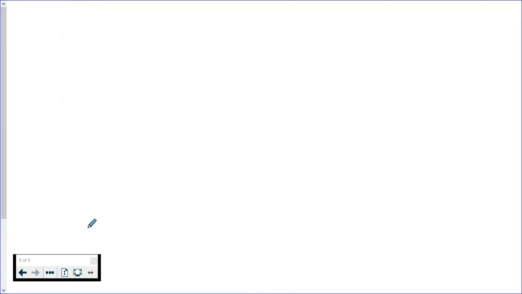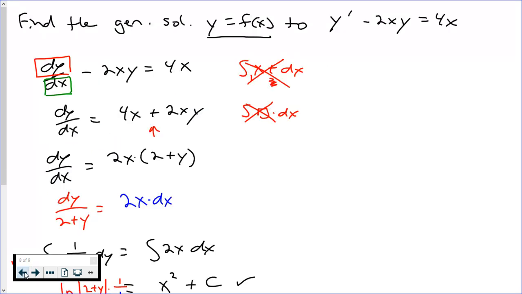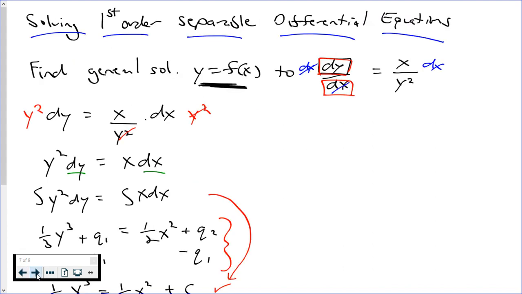So what do we got for homework here? I'm going to give you a couple of questions. I'm going to want you to basically find the general solution. So same thing, find the general solution y equals f of x for the following differential equations. So the first one will be dy dx equals y over x. The second one will be, actually, is that the same as, nope, it's not. That was x over y squared.